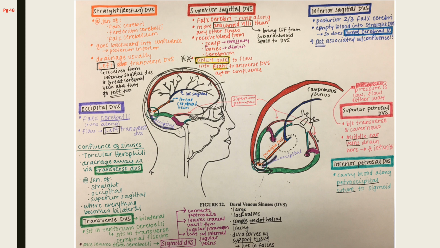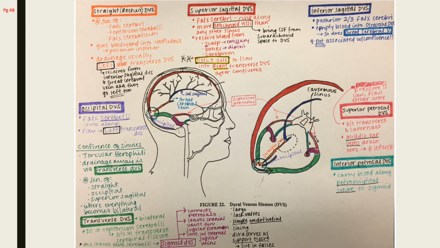And then you can see there's two arrows. So if you're looking on the diagram, the pink is the superior petrosal. There's an arrow going both ways for that. And then for the inferior, there's only an arrow going down towards the sigmoid dural venous sinus. So what that means is that in the superior petrosal dural venous sinus, the pressure is so low there that the blood can flow either way, whereas the inferior petrosal dural venous sinus is only going to flow down to that sigmoid. So both of those run into the sigmoid dural venous sinus.